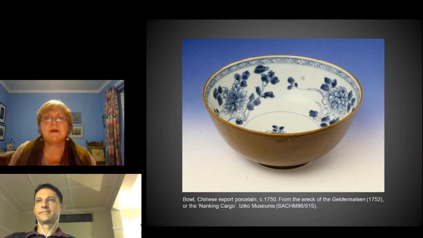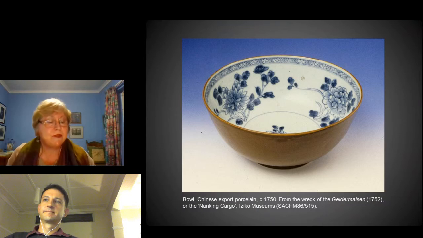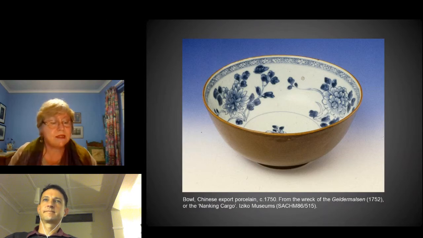This specific type of ware, called Batavian ware, has a brown glazed exterior, which could range from pale yellow to coffee colored to a very dark brown color. It was a popular export ware from the late 17th to the late 18th century and is present on Cape sites.